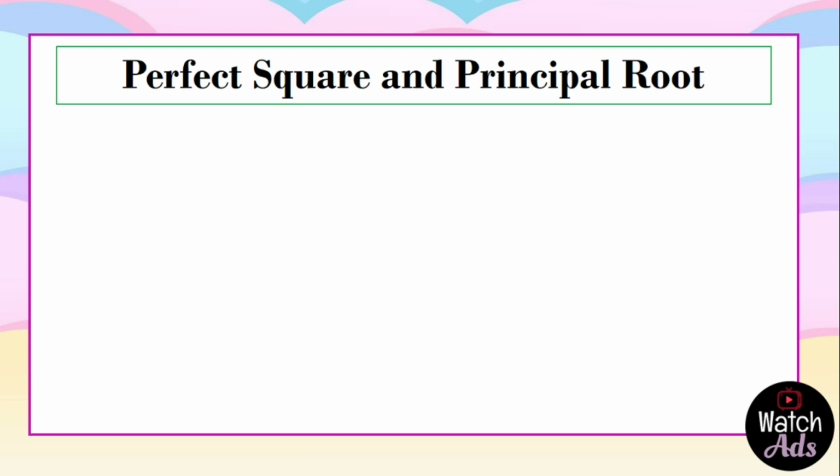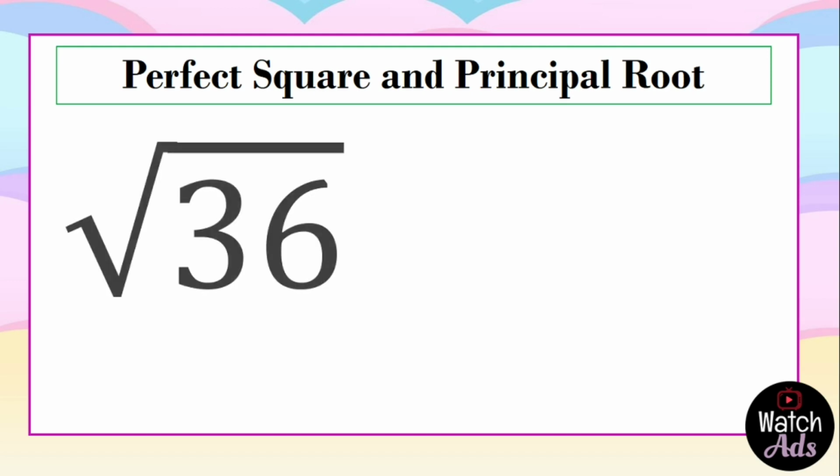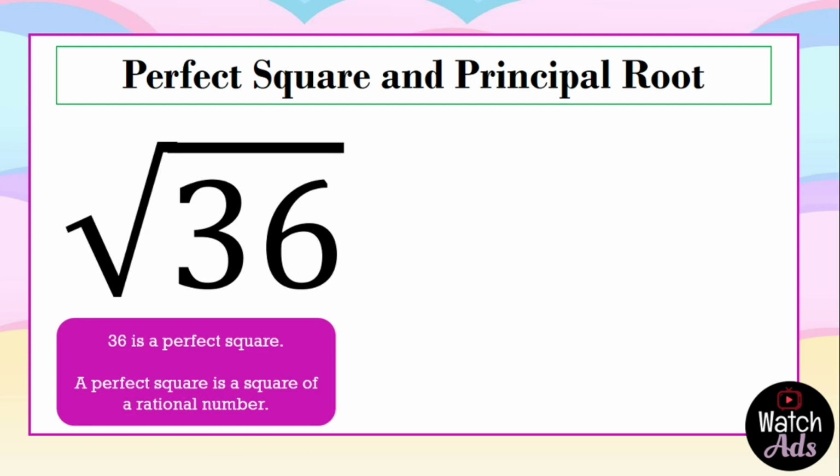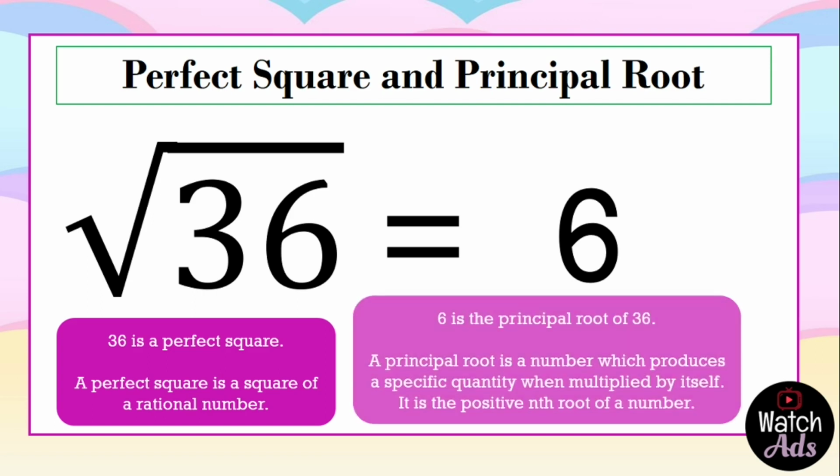Next is about the perfect square and the principal root. The square root of 36. 36 is a perfect square. A perfect square is a square of a rational number. We can identify if a number is a perfect square if there is a number multiplied by itself that gives 36. And what is that number? That is 6. 6 multiplied by 6 is equal to 36. Now 36 is a perfect square. 6 is the principal root of 36.